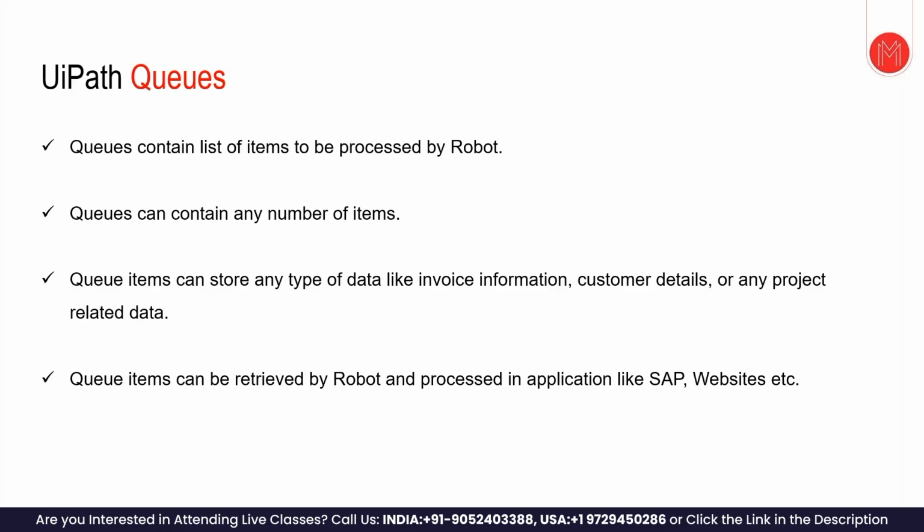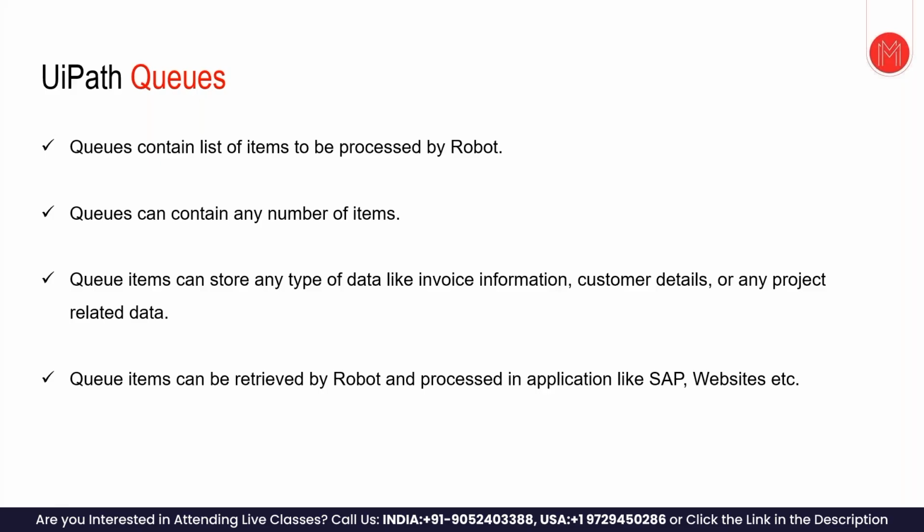Next, the queue can store any data. It can be invoice information, the customer name, details of the user, or any project related data. Whatever it is, the queue can store any data and it can be retrieved from the queue as well. It is nothing but a carrier of data, and for workload management we are going to use the queues here. The robot can download these items from the queue one by one and do the processing.